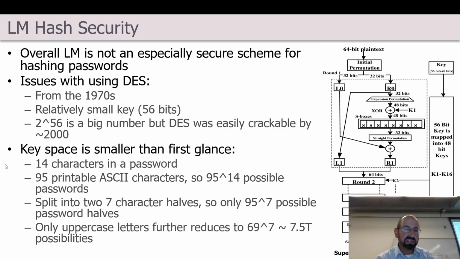But some of these decisions result in what appears to be a long password, in fact, being treated as two relatively short, relatively limited passwords with a resulting space that, given a fast computer, you can enumerate through all the possibilities and determine whether or not there is a match or not.